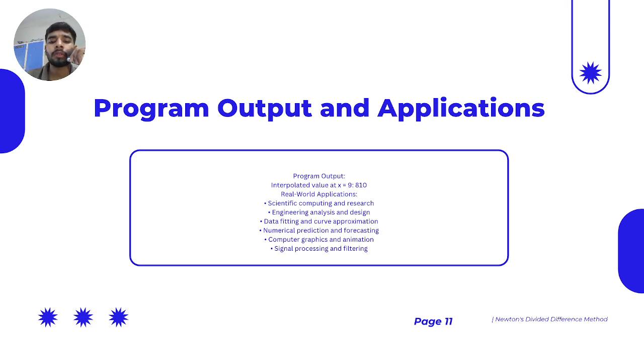As the program output, the interpolated value we find at x equals 9 is 810. And in real-world applications, this method is used in scientific computing and research, engineering analysis and design, data fitting and curve approximation, numerical prediction and forecasting, computer graphics and animation, and signal processing and filtering.